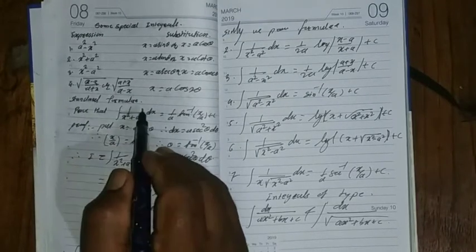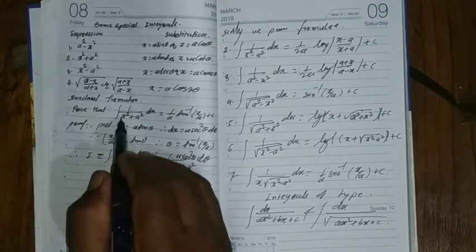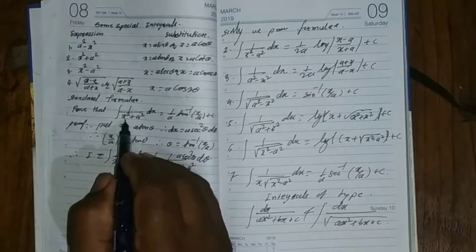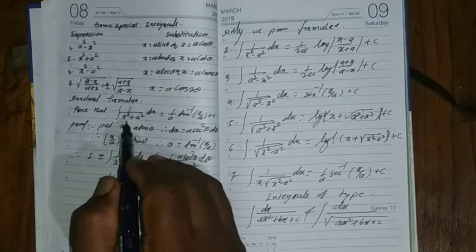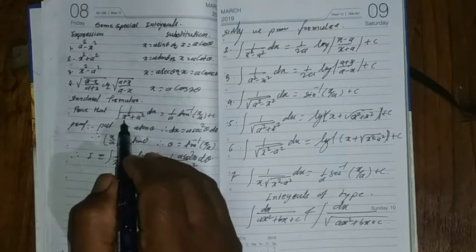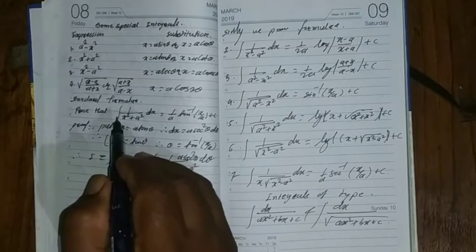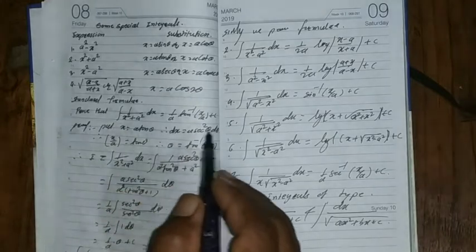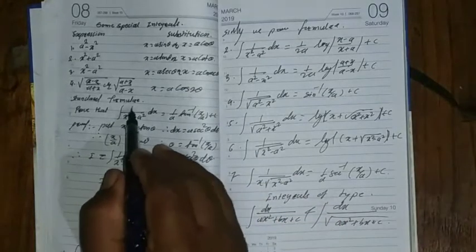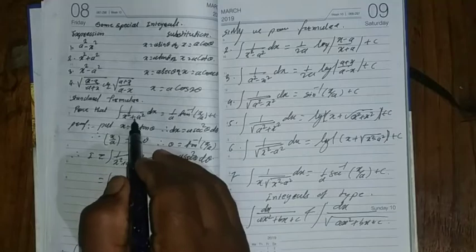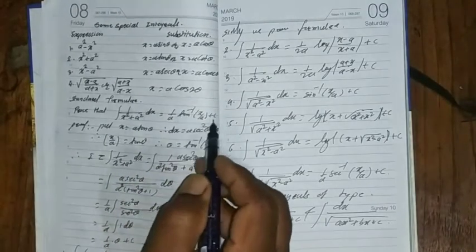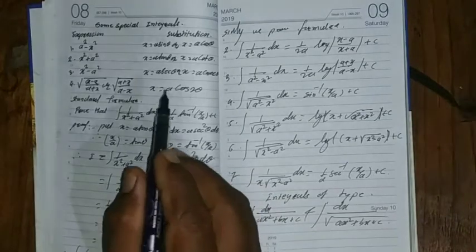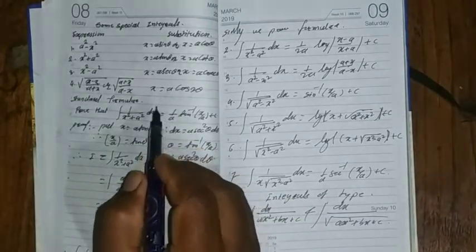Some standard formulae we have to prove: integration of 1 upon x square plus a square dx. First formula we have to solve. Again we have to see only this formula and solve this thing. Prove that integration of 1 upon x square plus a square dx is equal to 1 by a tan inverse of x by a plus c. We use the substitution formula.